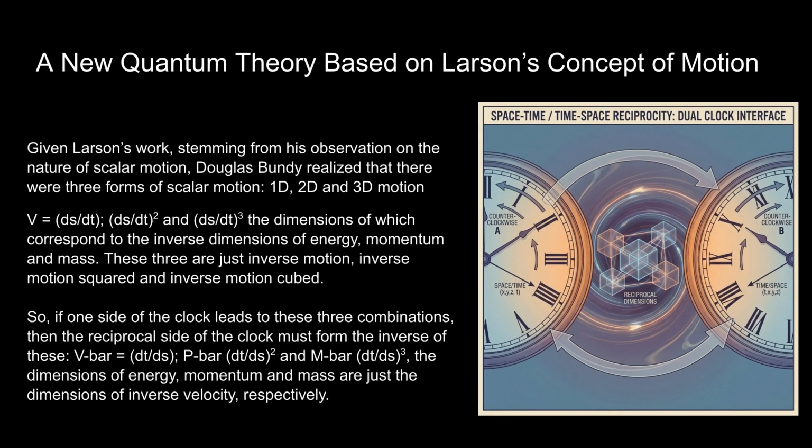Based on Larson's scalar motion concept, Douglas Bundy identified three forms of scalar motion: 1D, 2D, and 3D. These correspond to the inverse dimensions of energy, momentum, and mass, leading to a new quantum theory called the Bundy reciprocal system theory, or the BRSt for short, because the theory is based on Larson's new system of theoretical development.